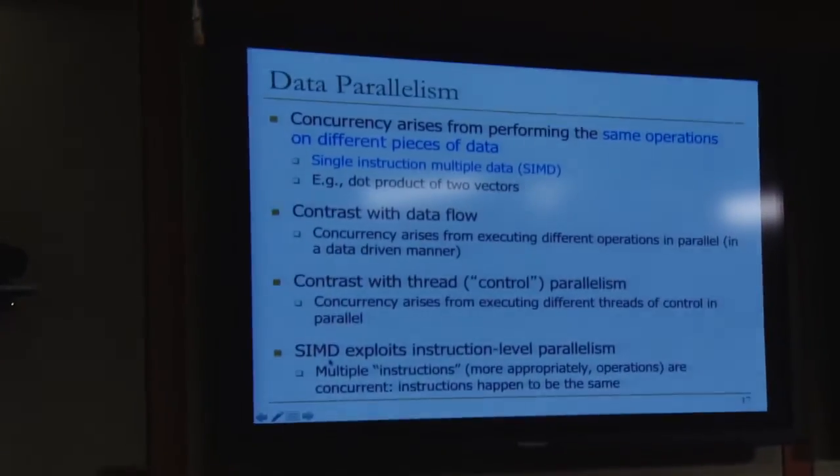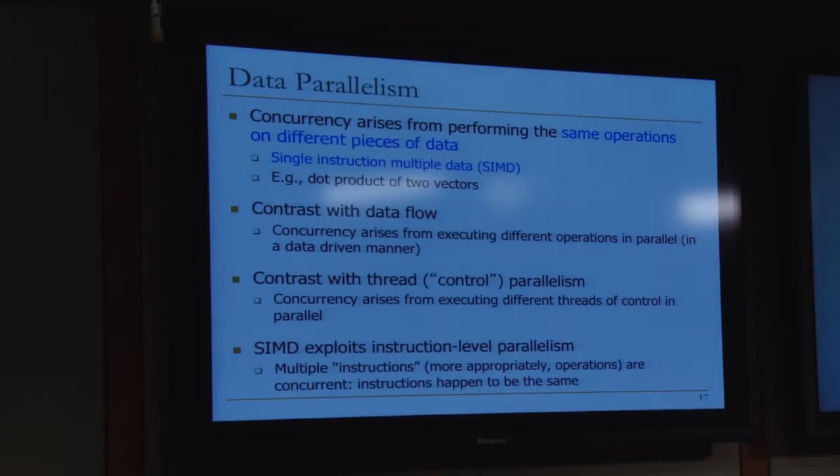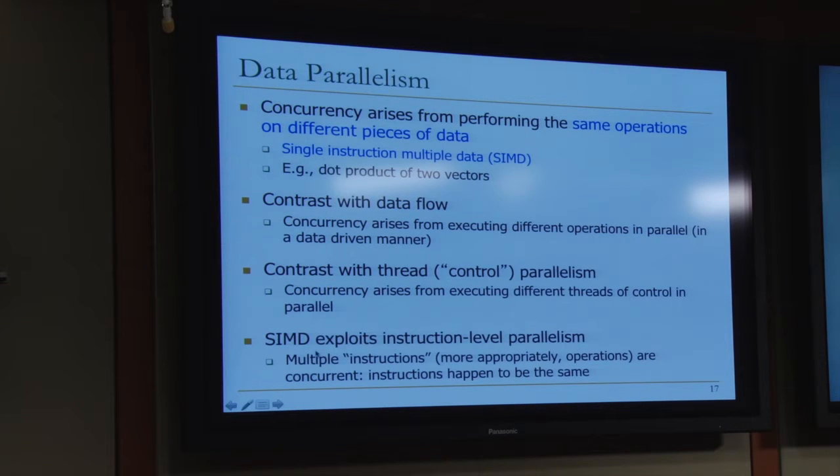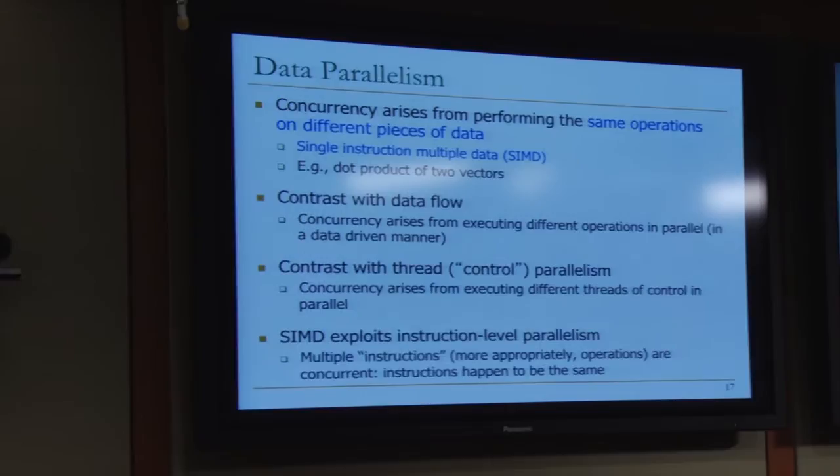So SIMD really exploits instruction-level parallelism, right? Or operation-level parallelism. Multiple instructions, or more appropriately, operations, are concurrent. They're just operating on different pieces of data. Actually, it's really the same instruction, but leads to multiple operations. So if someone asks you what kind of parallelism SIMD exploits, it's really instruction-level parallelism. It's a different approach to execute concurrent instructions in parallel, except you're merging those concurrent instructions together because they're operating on different pieces of data.